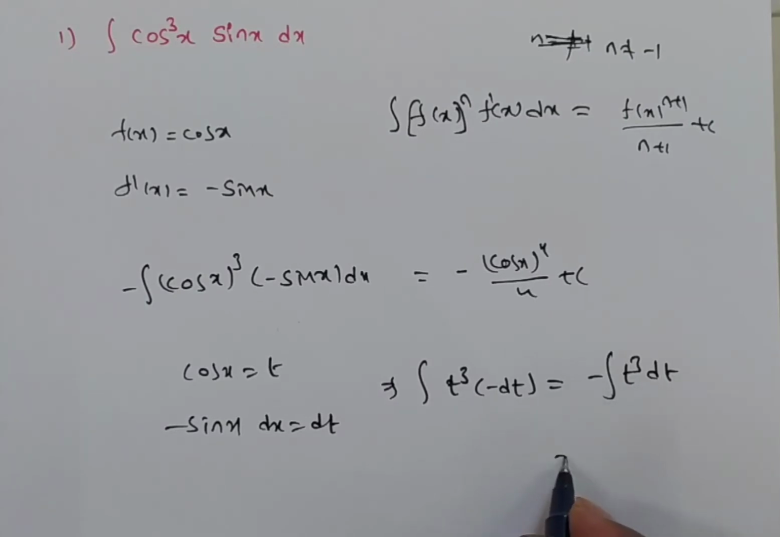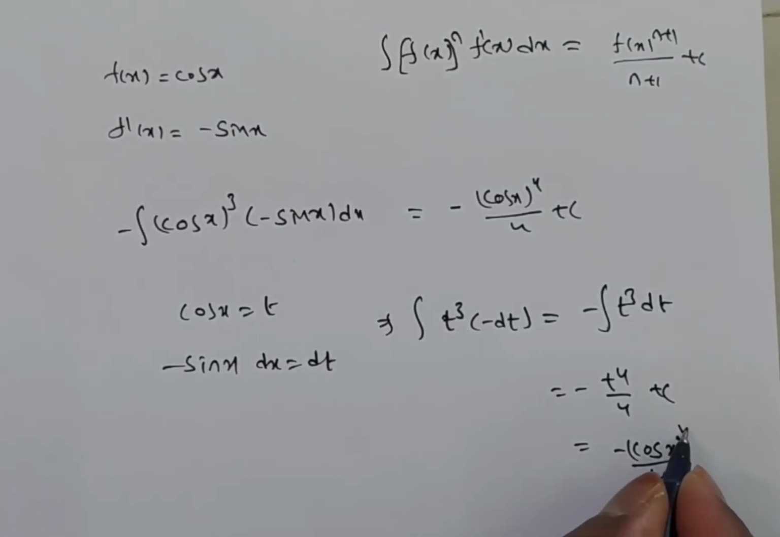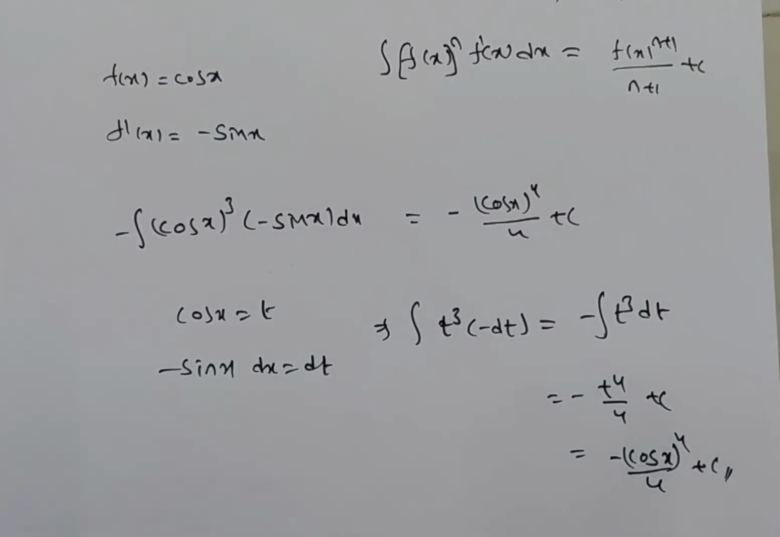The integral of x cubed dx: the integration of x to the power n is x to the power n plus 1 by n plus 1. So t to the power of 4 by 4 plus c. Now you replace t by cos x. Then you will have minus cos x power 4 by 4 plus c. That's it.